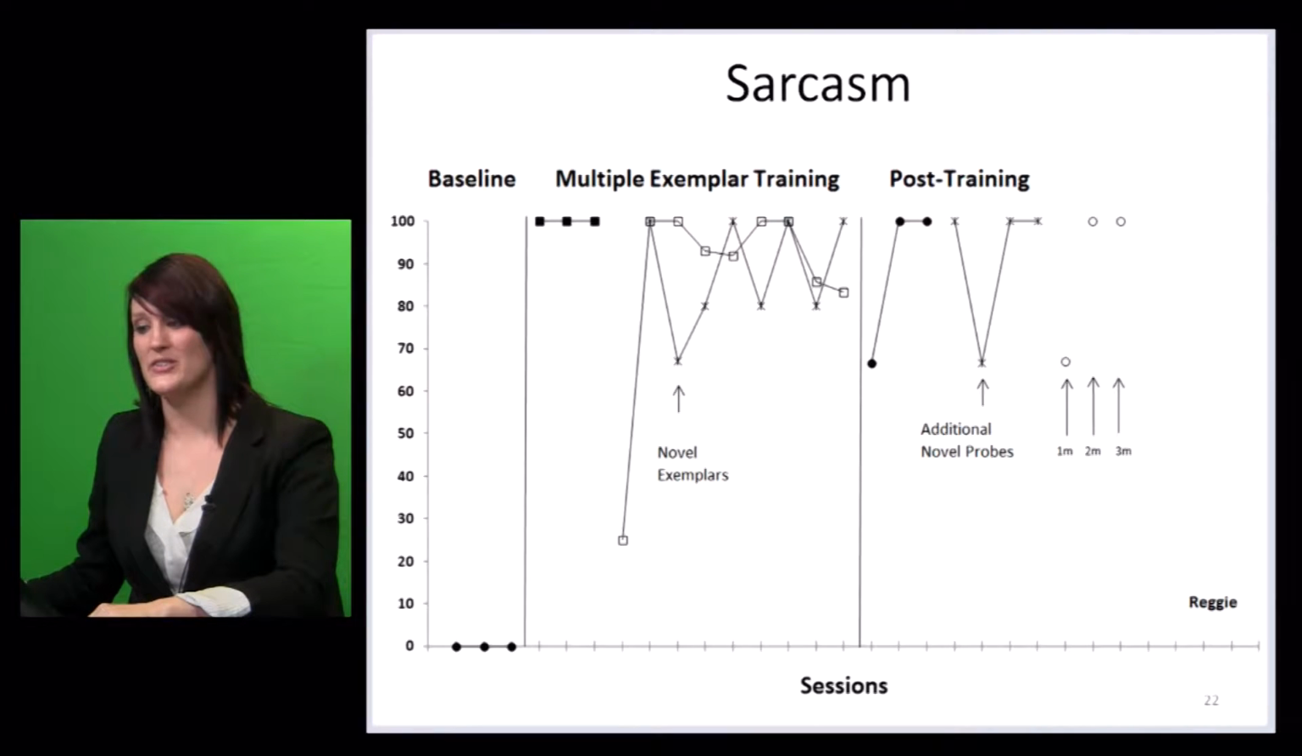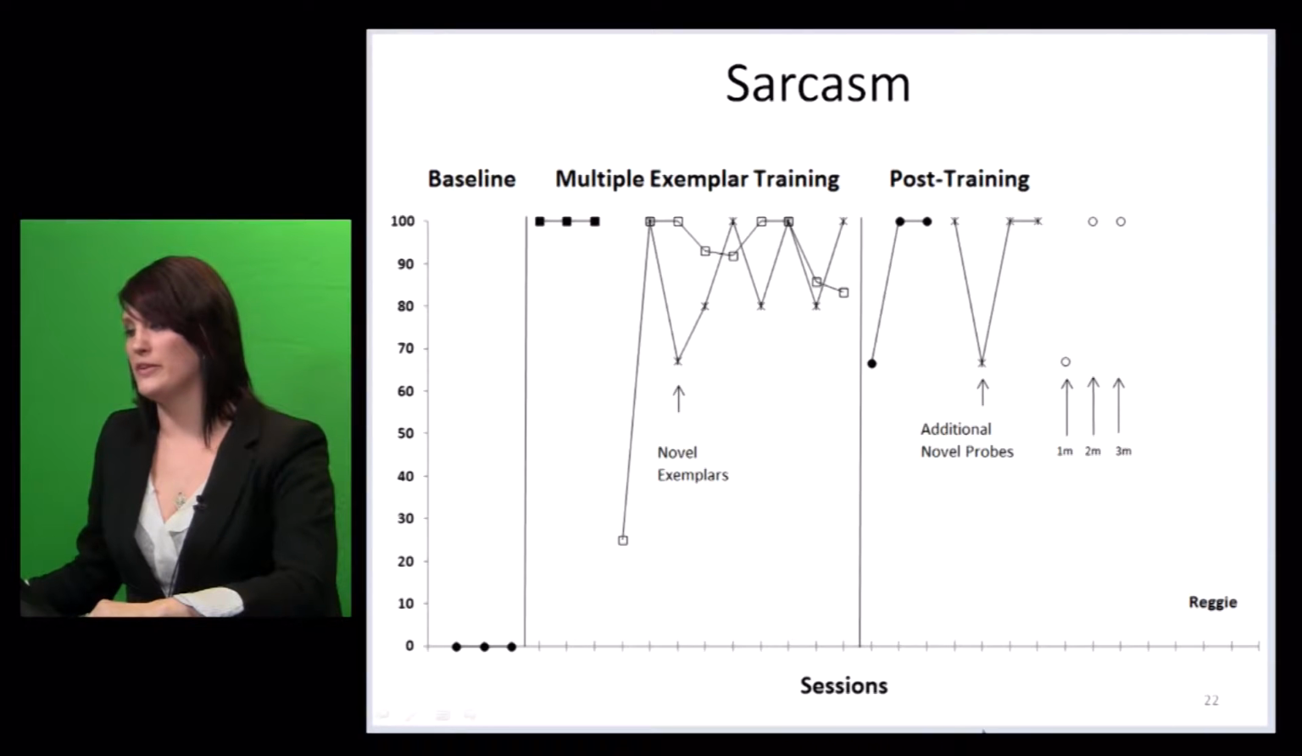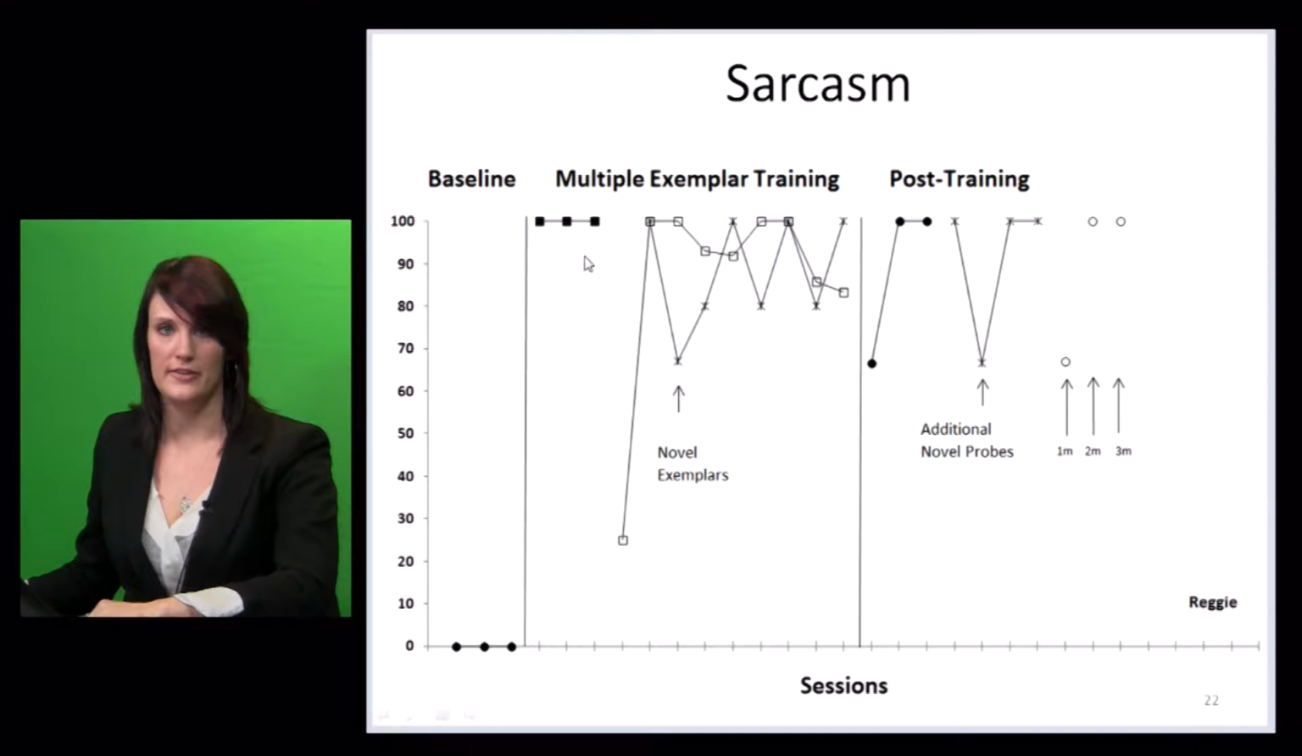And some of these clients actually were a little angry by our sarcastic comments and responded overly literal in most cases. Then with multiple exemplar training and providing the rule, you see an immediate increase of accuracy to 100%. And these first squares are very discrete contexts. So for here, we were actually showing videos of very discrete contexts where the child had to respond to our sarcastic comment in the presence of the video.